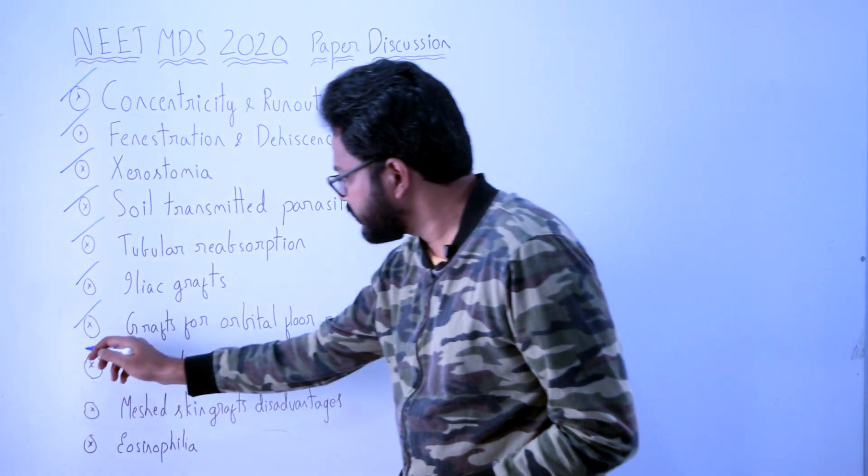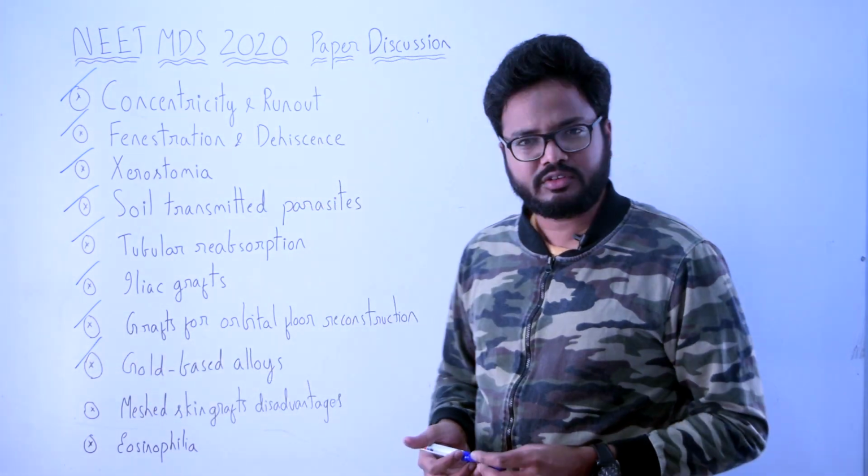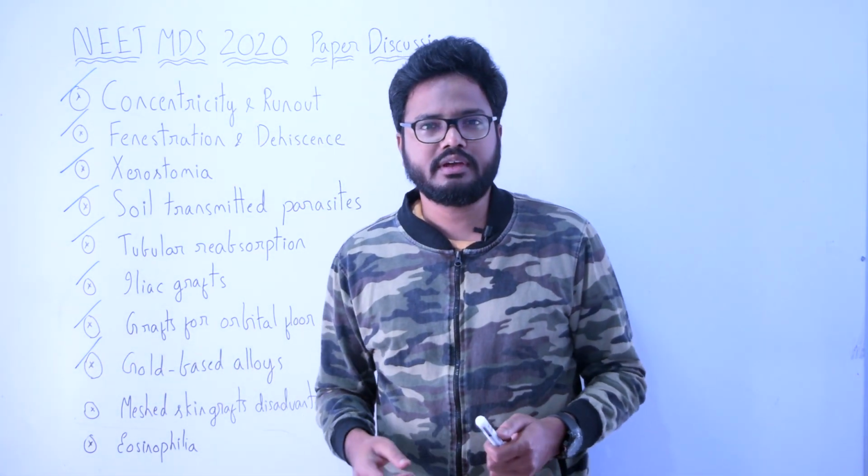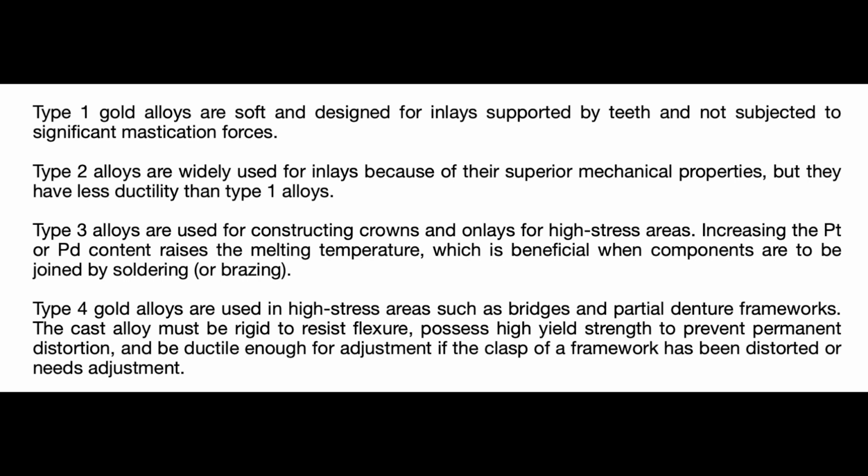Now let's move on to the next question, gold based alloys. As you know, there are 4 types if you review literature given in Phillips. Type 1 gold alloys are soft and designed for inlays supported by teeth and are not subjected to significant masticatory forces. Type 2 alloys are widely used for inlays because of their superior mechanical properties, but they have less ductility compared to type 1. Whereas type 3 alloys are used for constructing crowns and onlays for high stress areas.